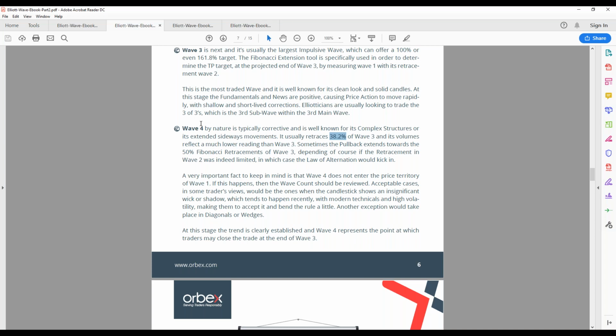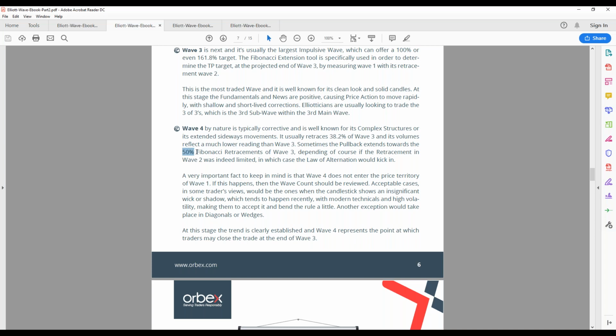Within wave 3. I already explained it 2 times. I also gave an example as well. It could actually retrace more, like 50% of wave 3, but that would only be possible if wave 2 was complex and wave 4 is actually a sharp correction and not a complex correction.